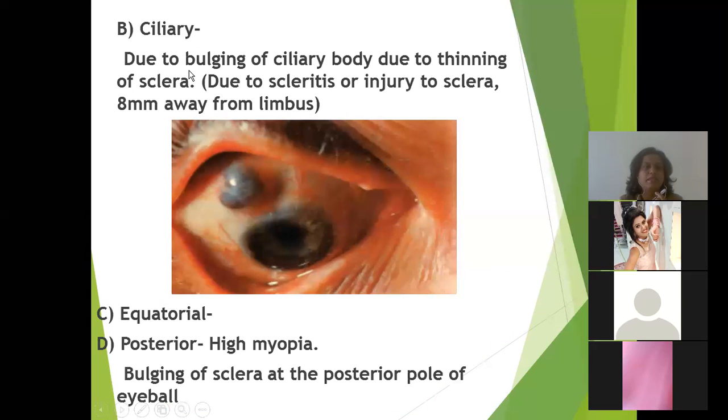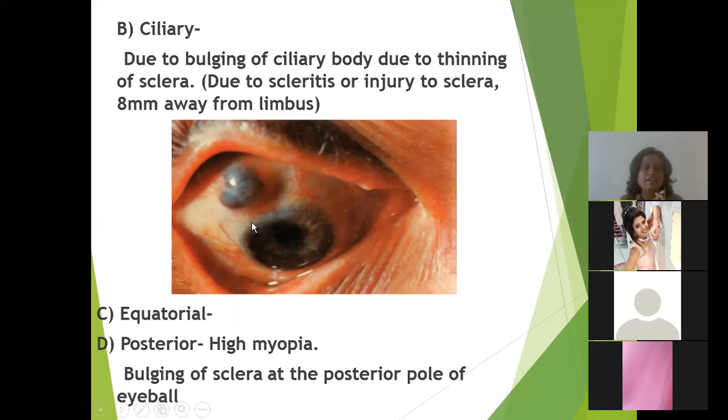Second, B is ciliary. Due to the bulging of the ciliary body, due to thinning of the sclera, that is, when there is a bulging of the ciliary body due to thinning of the sclera, the ciliary staphyloma is formed. Then, due to scleritis or injury to the sclera, about 8 mm away from the limbus.